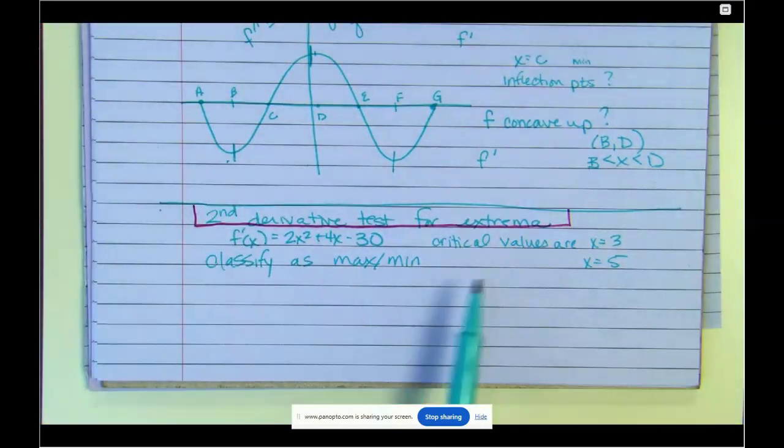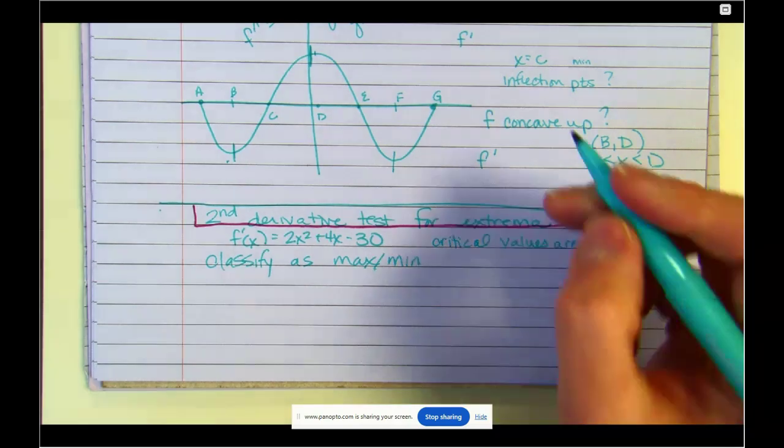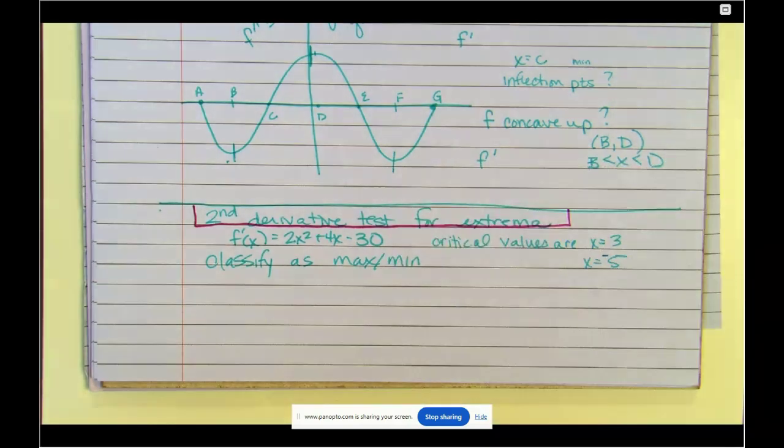Okay, so here's a function. It's f of x, and this is f prime. I told you what the critical values are. You don't have to deal with that. This should be a -5. Sorry, I missed my negative. We're going to classify these as maximums or minimums without doing a sign chart, which is valuable. If you're not being asked for increasing and decreasing, you don't have to make a sign chart.